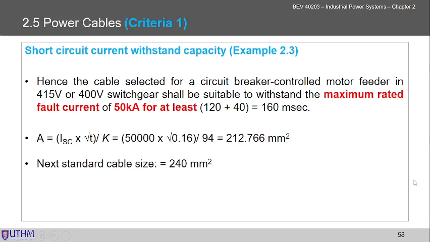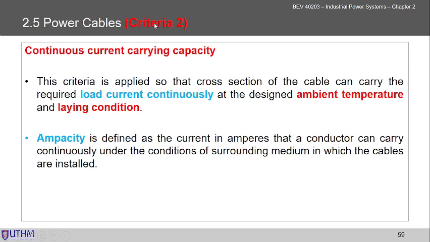And last time we stopped at criteria 1 of the power cable sizing. We know that in order to obtain the power cable sizing, we need to fulfill 3 criteria: criteria 1 is the short circuit current withstand capacity, criteria 2 is the ampacity, and criteria 3 is the voltage drop. Last time we stopped at the next standard cable size that we obtained for criteria 1 for example 2.3, which is 240 mm square, and now we focus on criteria 2.